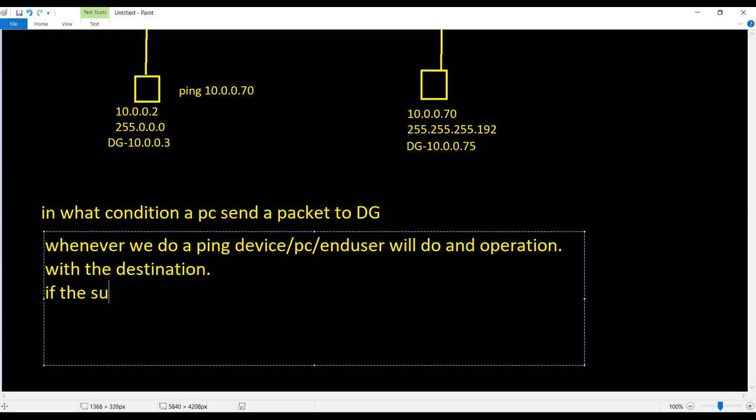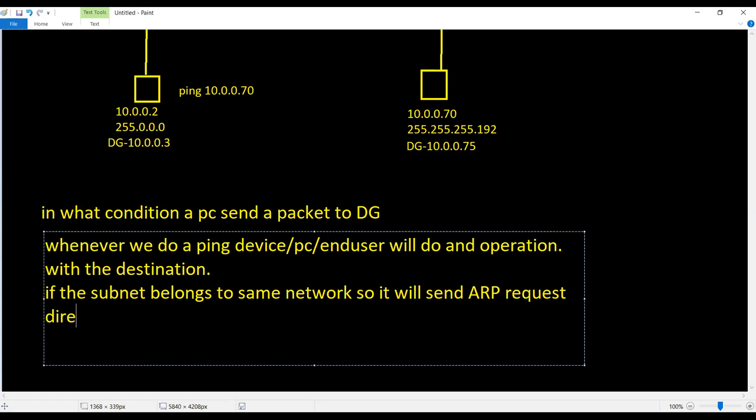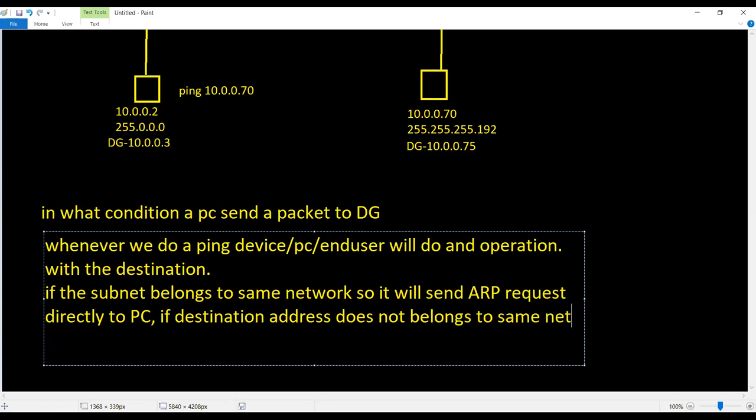Okay, if the subnet belongs to the same network, it will send the ARP request directly to the PC. If the destination address does not belong to the same network, it will send the ARP request to the default gateway.